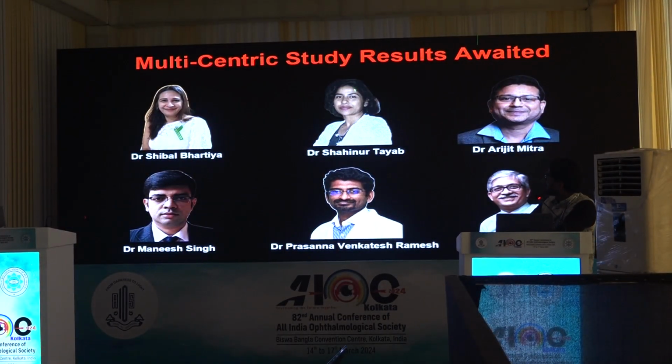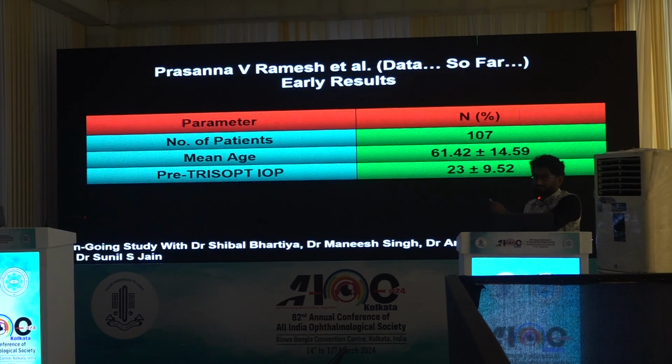This is a multicentric study. I am also on the board. These are the six authors taking it forward, and we are due for the results. So this is my data that I am going to share. The patient size is 107 eyes, not patients, it's the eyes. The mean age is 61, and the pre-Trisopt IOP, as I would like to call it, is 23 plus or minus 9.52. It goes up to 33, 35.